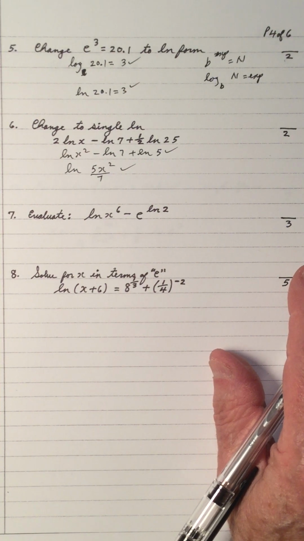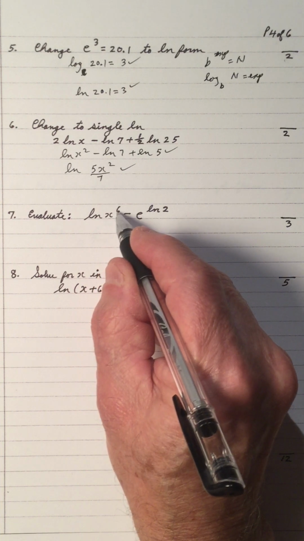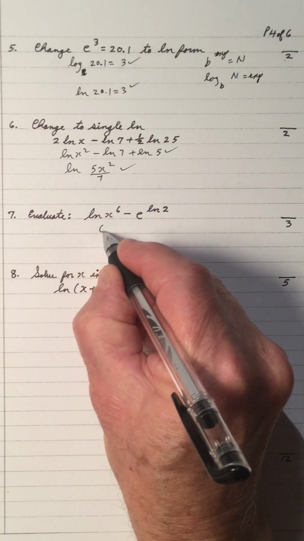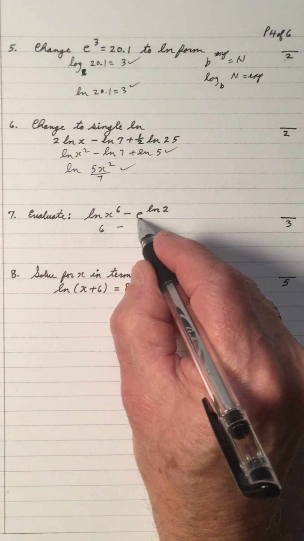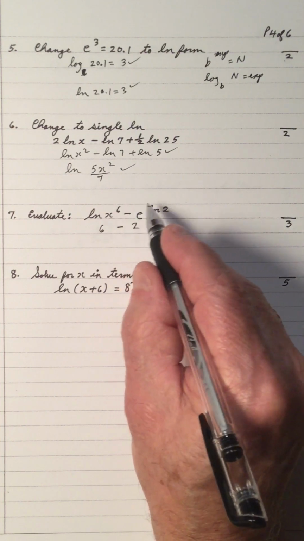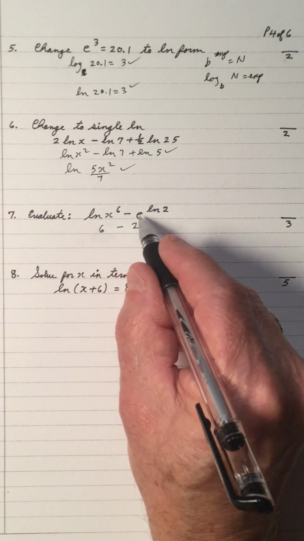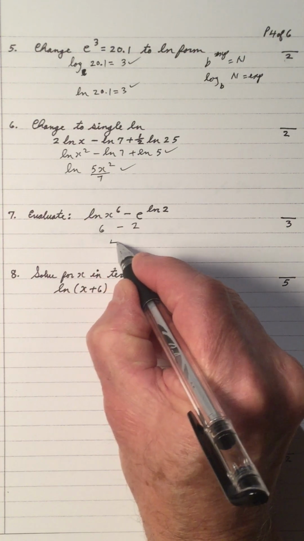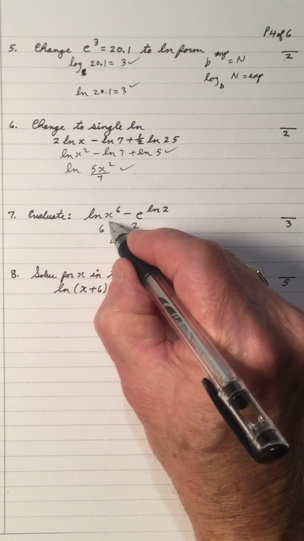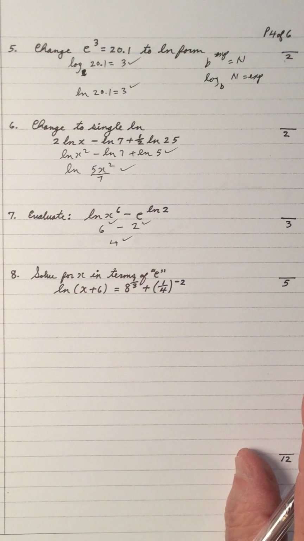Evaluate means come up with an answer. So the ln of e to the power of 6 is a 6. e to the ln 2 is a 2. There's 2 rules that we went over in the previous videos. So 6 minus 2 is a 4. So 3 marks, 1 for 6, 1 for 2, and 1 for 4.